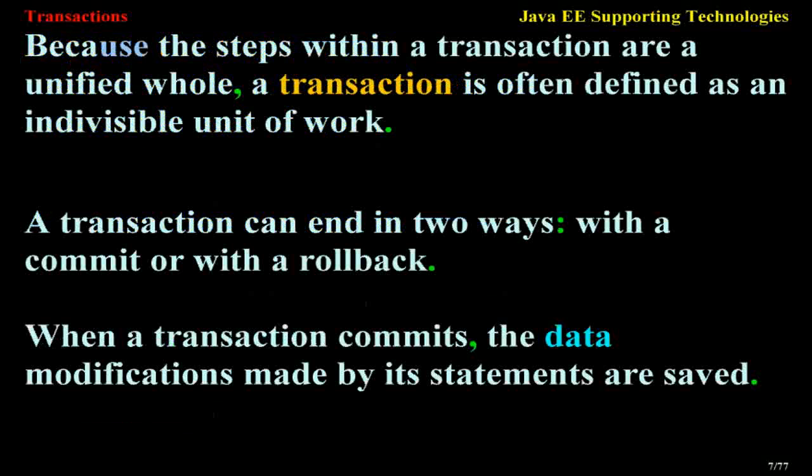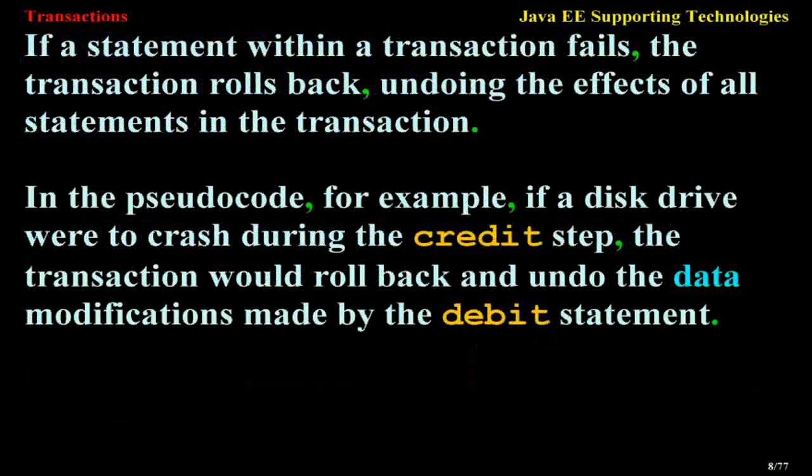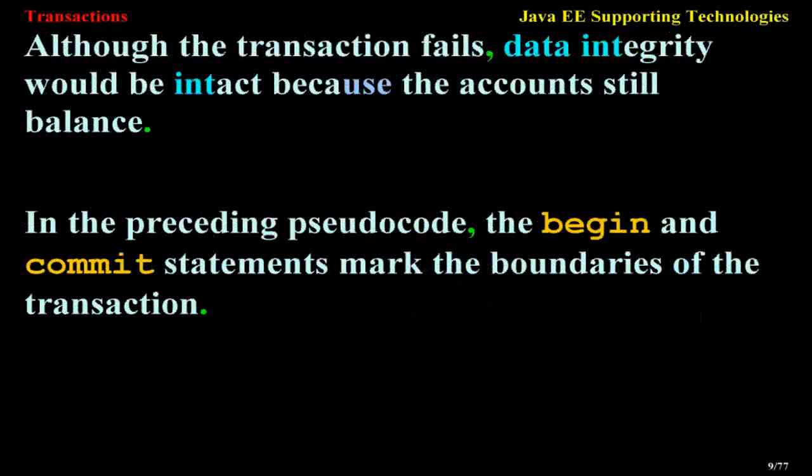Because the steps within a transaction are a unified whole, a transaction is often defined as an indivisible unit of work. A transaction can end in two ways: with a commit or with a rollback. When a transaction commits, the data modifications made by its statements are saved. If a statement within a transaction fails, the transaction rolls back, undoing the effects of all statements in the transaction. In the pseudocode, for example, if a disk drive were to crash during the credit step, the transaction would roll back and undo the data modifications made by the debit statement. Although the transaction fails, data integrity would be intact because the accounts still balance.